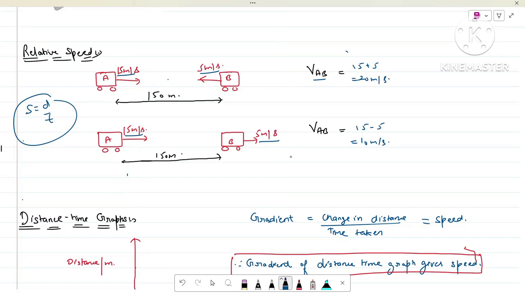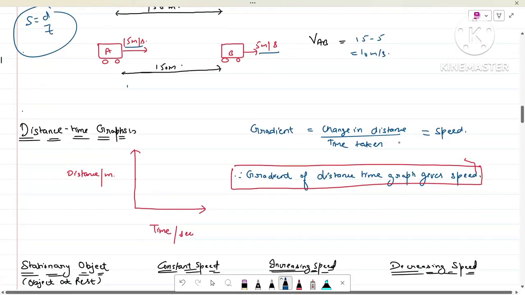Generally, we consider the concept of relative speed only. Let's say I'm saying the car is moving at the speed of 60 meters per second. So I say the car is moving at 60 meters per second with respect to ground, and the ground is always at rest. So generally, we don't mention that it is with respect to ground, but it is with respect to ground only.